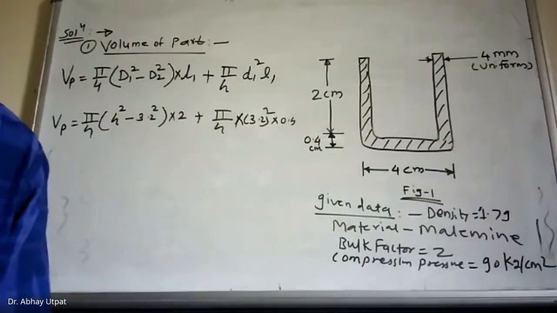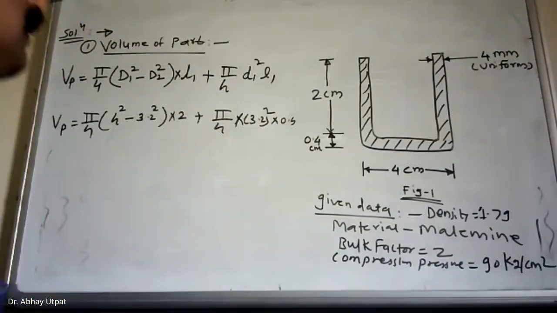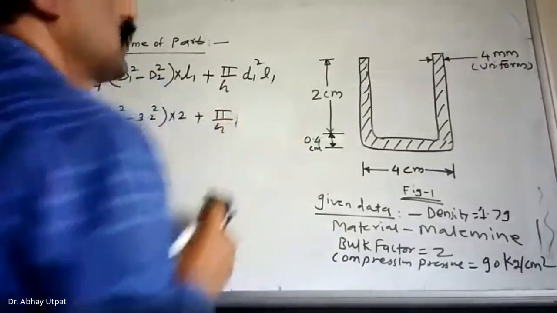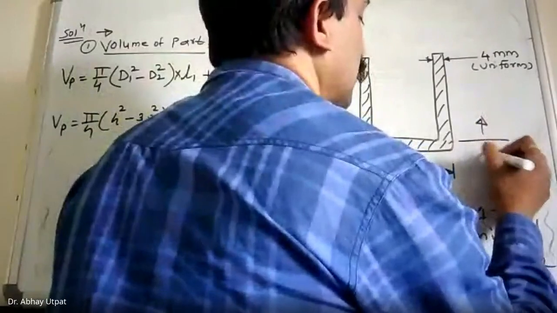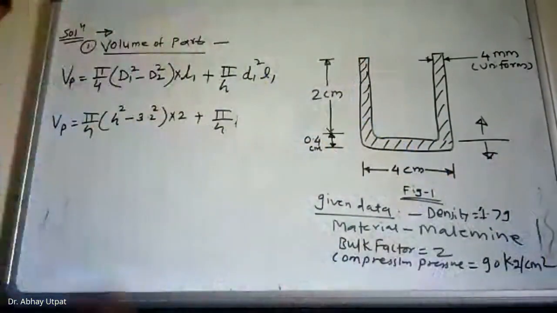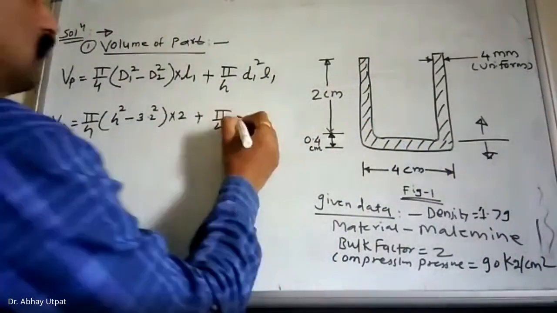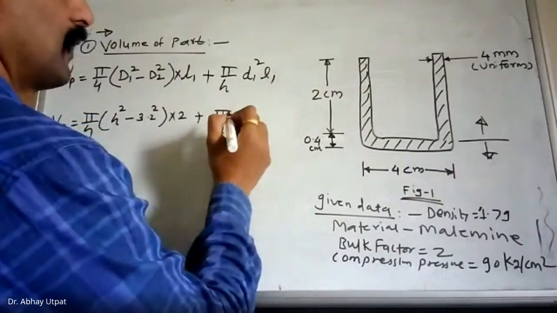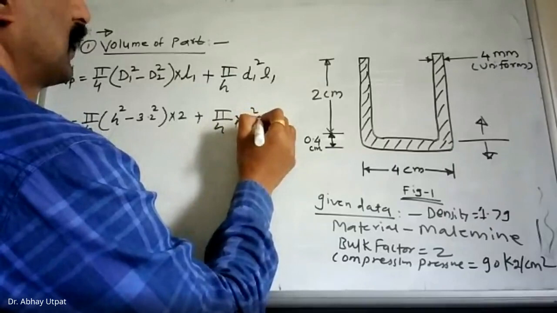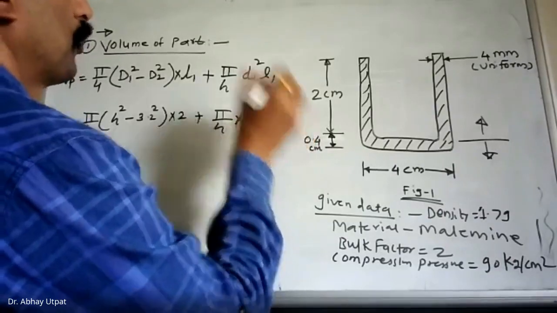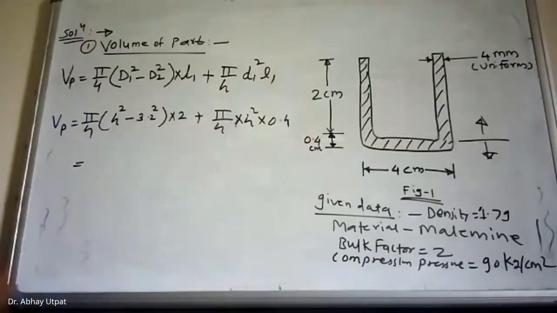One minute, I will check. It is 4, because you are cutting this from here into two parts. This is the upper part and this is the bottom part. Four square into 0.4. Tell me the volume of part.